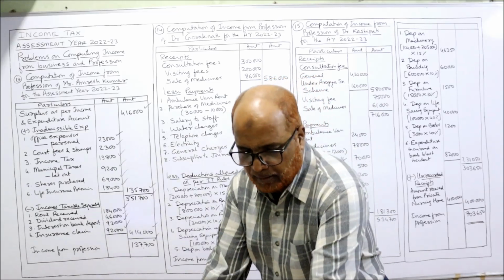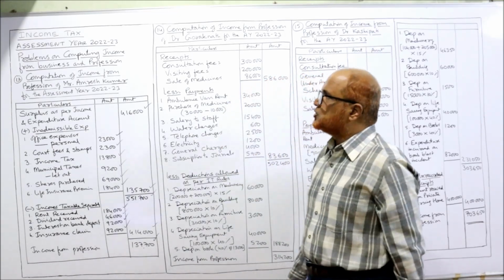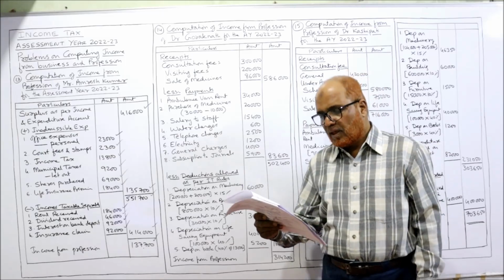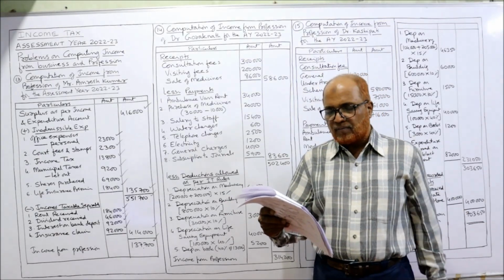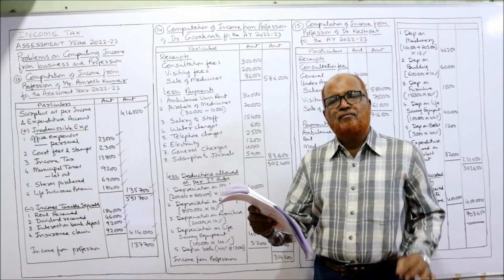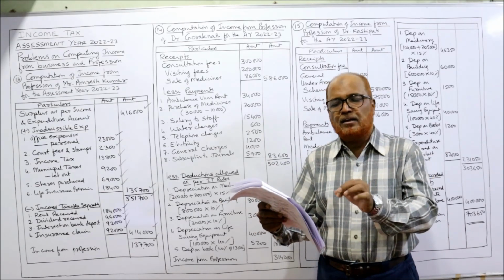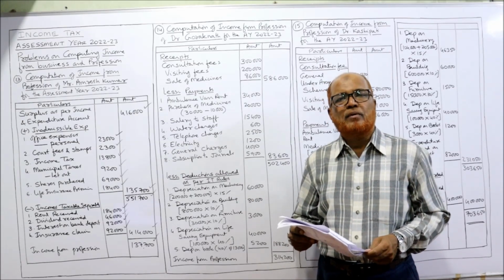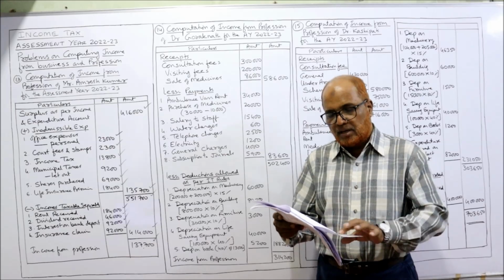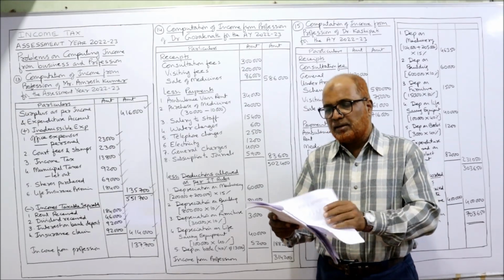That's it. Now I am going to start the next problem, that is problem number 14. Dr. Gorakhnath submitted the following statement: compute the income from profession. But in this problem, first time we are seeing receipts and payments account is given. So how to compute the income from profession? From receipts and payments. So debit side receipts, credit side payments.